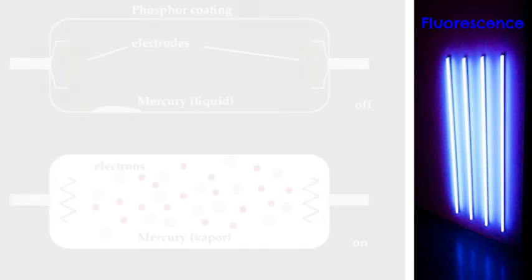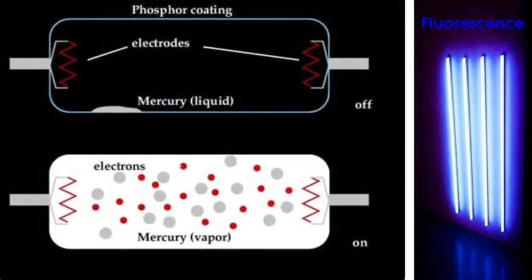Fluorescence. Fluorescent light bulbs have been available for many years. They're a type of electric discharge tube with an electrode at each end and mercury vapor along with an inert gas such as argon. The inside of a fluorescent light bulb is covered with a powdery substance called phosphor.